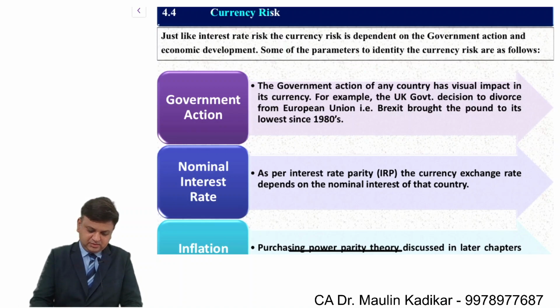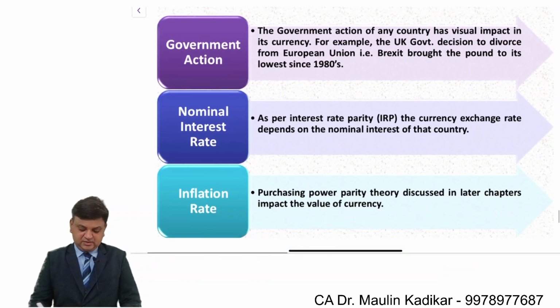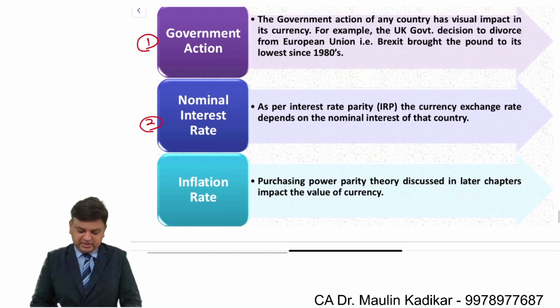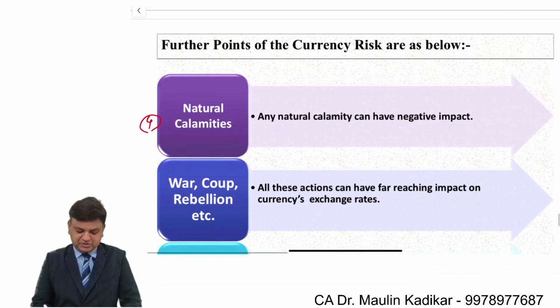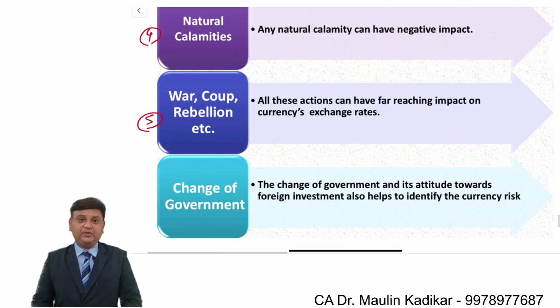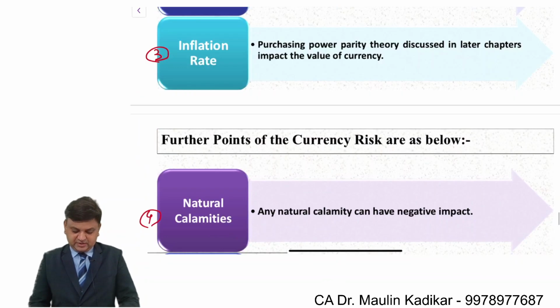Currency risk. Just like interest rate risk, currency risk is dependent on government action and economic development. Some of the parameters to identify the currency risk are as under. One is government action, second is the nominal rate of interest, third is the inflation rate, fourth is natural calamity, fifth is war, coup, rebellion, etc. Sixth, change of government.